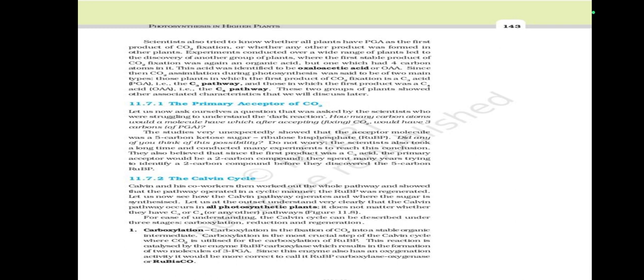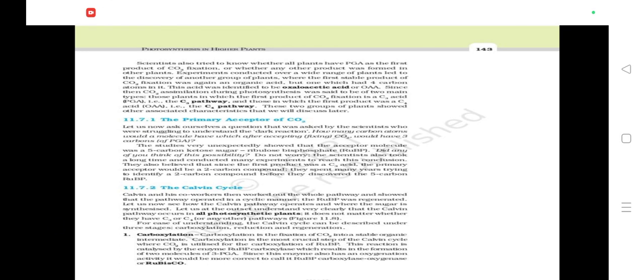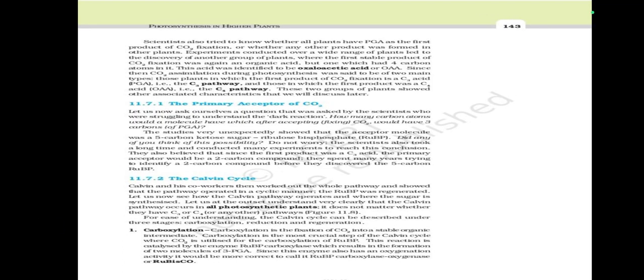Let us now ask ourselves the question that was asked by the scientists who were struggling to understand the dark reaction. How many carbon atoms would a molecule have which, after fixing CO2, would have 3 carbons of PGA?